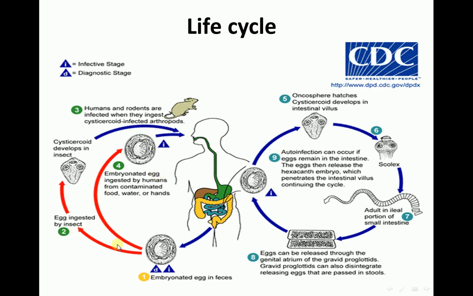The second pathway, the accidental pathway. It is ingestion of embryonated egg by the intermediate host, as we said, such as rice beetles or flour beetles. After ingestion by the intermediate host, eggs hatch into cysticercoid.